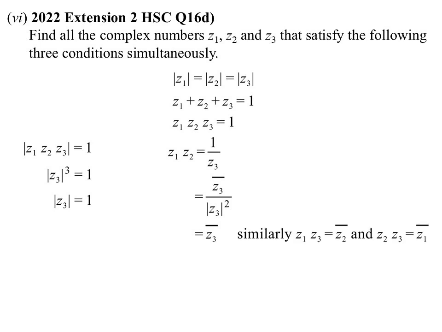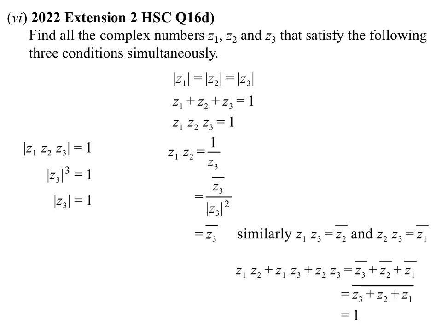I could have played with any of them. I could come up with the same result. Z1 Z3 must be the conjugate of Z2, and Z2 Z3 must be the conjugate of Z1. And you think, well, how is this helping me? Because now I can work out what this expression is. Z1 Z2 plus Z1 Z3 plus Z2 Z3 must be the conjugate of Z1 plus Z2 plus Z3, which you've told me is 1. So I know that is also 1.